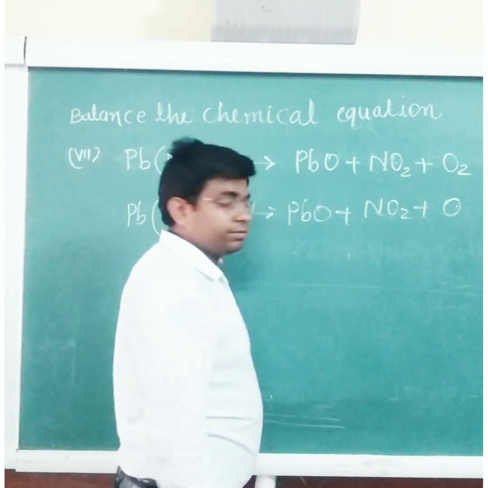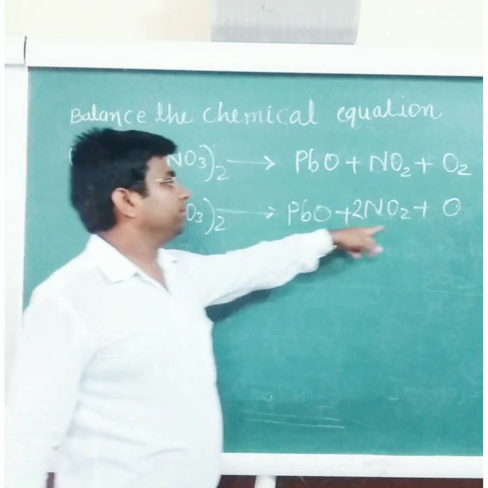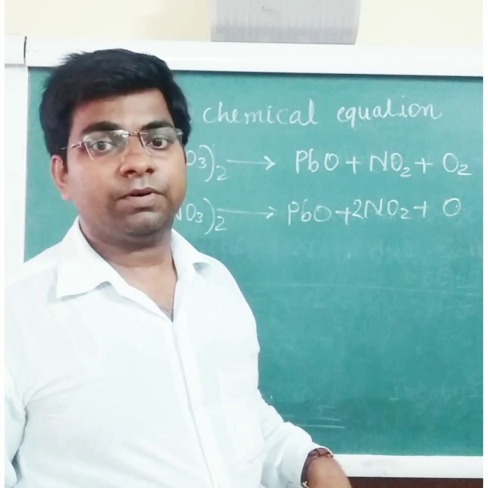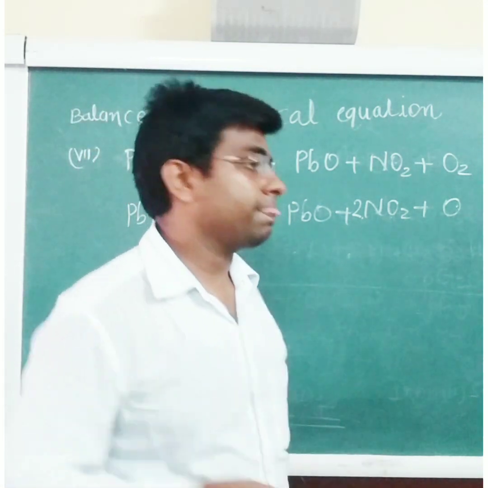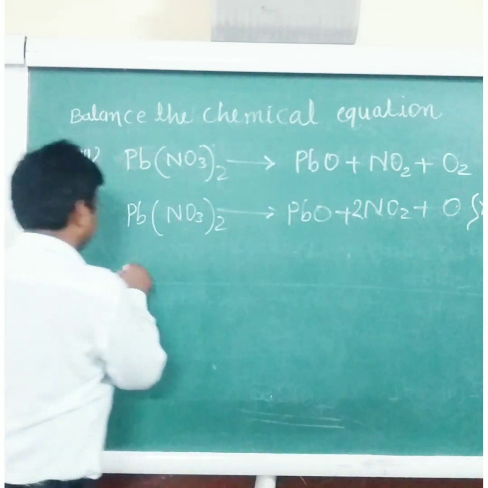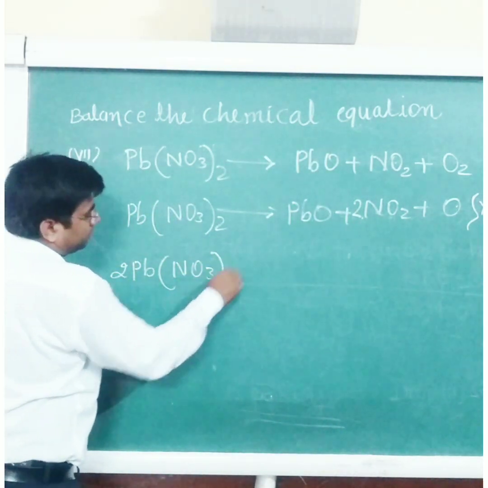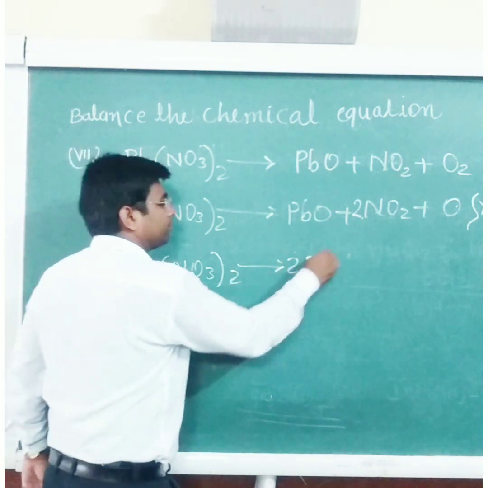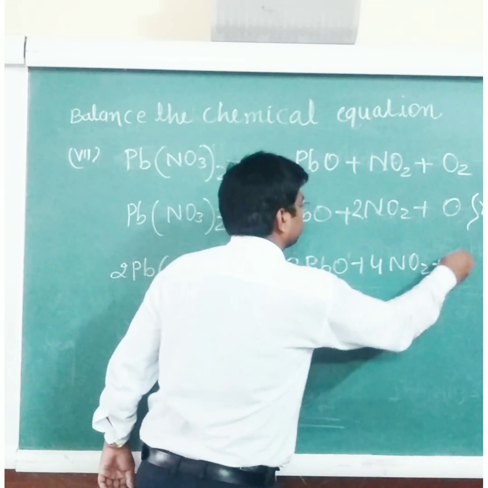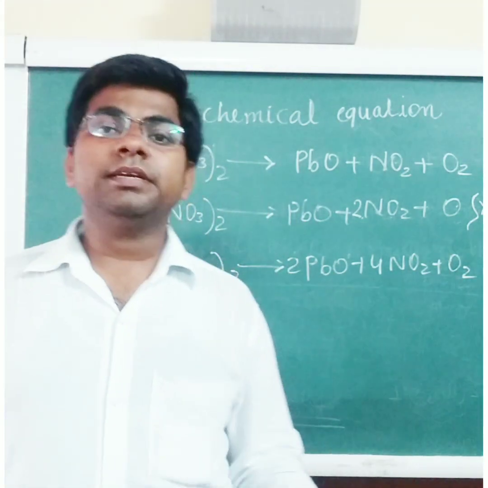There are 2 nitrogen, there is 1 multiplied by 2. There is 6 and then 1, 2, 4. Everything is balanced. Now we need to write the oxygen into the molecular form by multiplying by 2. Overall it is 2 Pb(NO3)2 equal to 2 PbO plus 4NO2 and O2. Okay. My next problem is very difficult, not easy.